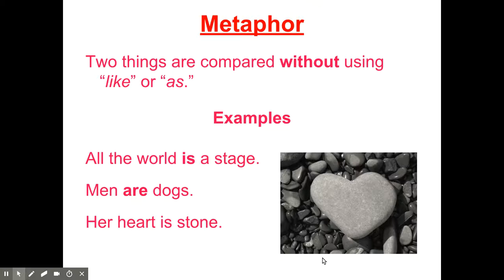Next to a simile is the metaphor, okay? And again, two things are being compared, but you're not using the words like or as. All the world is a stage. Men are dogs. Her heart is stone, okay? Her eyes were the ocean. You have to think about what two things are being compared, and then what is that comparison trying to say?